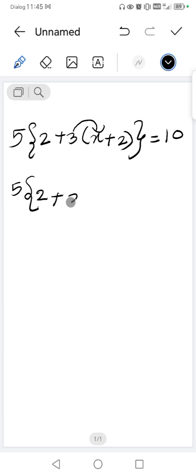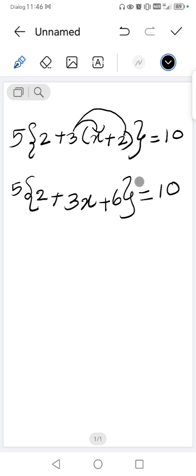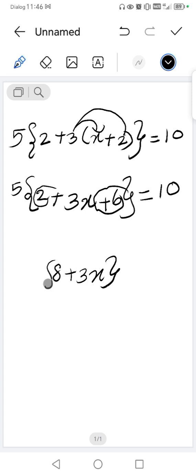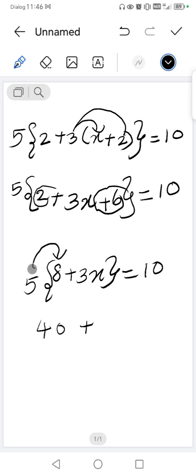Then 3 into x is 3x. Then 3 into 2 is 6, so plus 6. Then close the bracket and the answer is 10. Now my dears, here 2 plus 6 is 8, no? So 8 plus 3x, the curly brackets are here. Then 5, so that's equal to 10. Then we have to expand. So 8 into 5 is 40, plus 5 into 3, 15x, that equals 10.